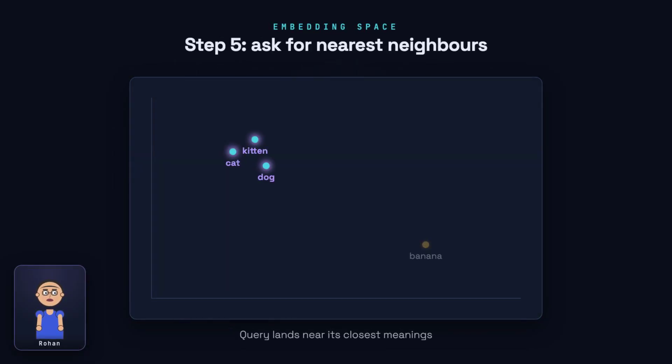This is why embeddings are so useful. Drop in a new word, puppy, and just find the points closest to it. Its nearest neighbors are dog, cat, and kitten, the animals, not the fruit. Semantic search, recommendations, and retrieval all rest on exactly this. Turn things into vectors, then find who's nearby.